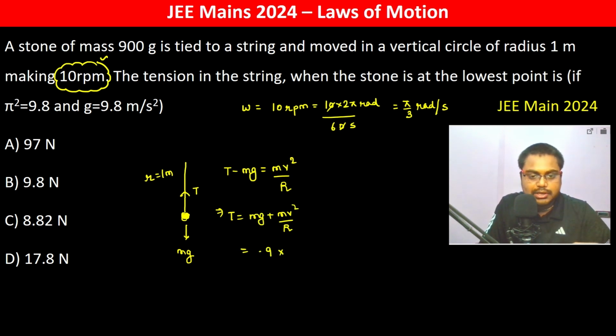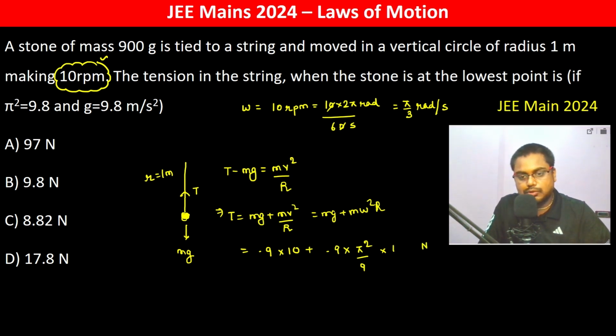0.9 into 10 plus mass again 0.9 into v square. Now instead of v square by r, we are writing omega square r. So mg plus m omega square into r. Omega is pi by 3, so pi square by 9 into the radius, which is 1 meter. So everything is standard, so therefore it's going to be in Newton.